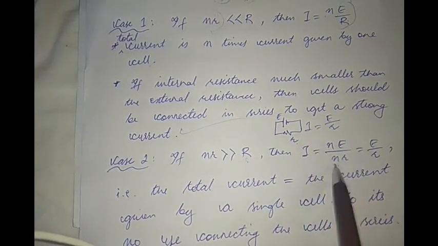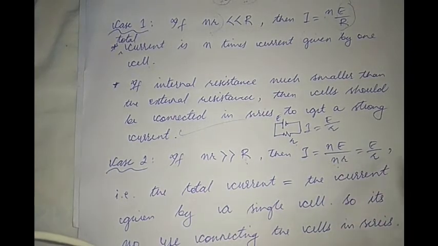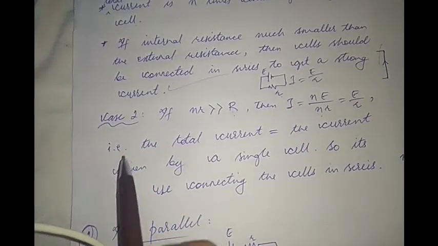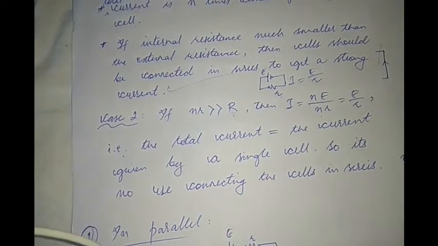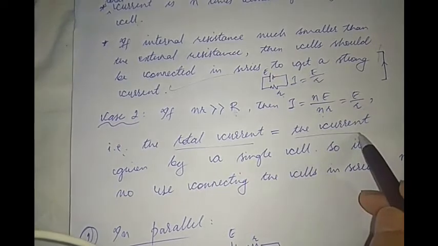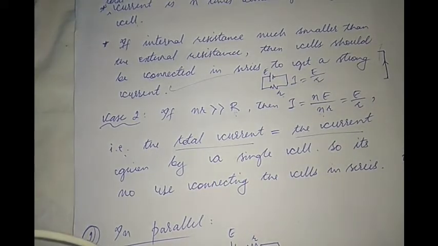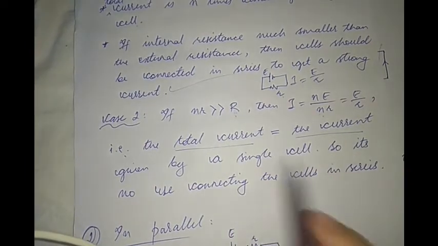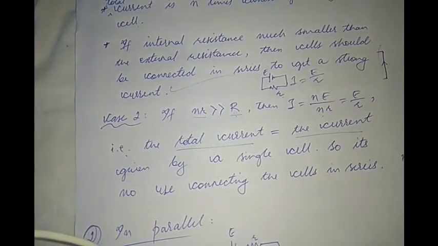So if nr is much greater than R, then we get I is nE by nr, which is equal to E by r. So what do we conclude? Therefore, if nr is much greater than capital R and the cells are connected in series, we see that the total current is the same as the current given by a single cell. So it is not advised to connect the cells in series if the internal resistance is much greater than the external resistance.